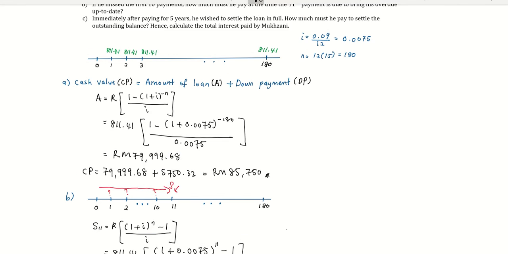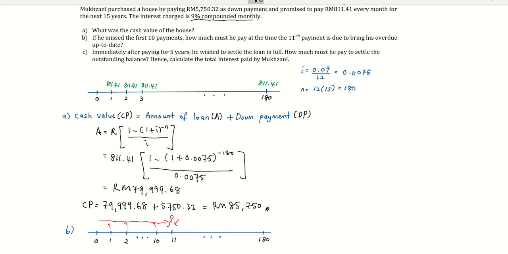And then for question C, immediately after paying for 5 years, he wished to settle the loan in full. How much must he pay to settle the outstanding balance, and hence calculate the total interest paid by Mukhzani to the bank? So first we find the outstanding balance, or single payment, that he has to pay to the bank if he wants to settle the loan immediately after 5 years.